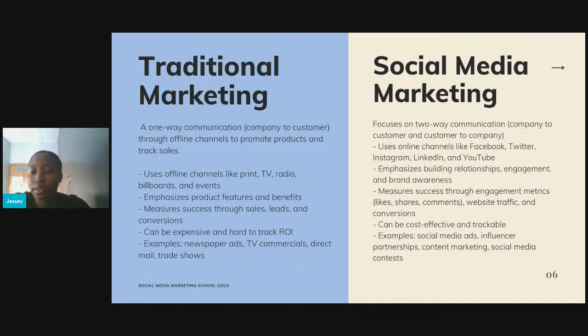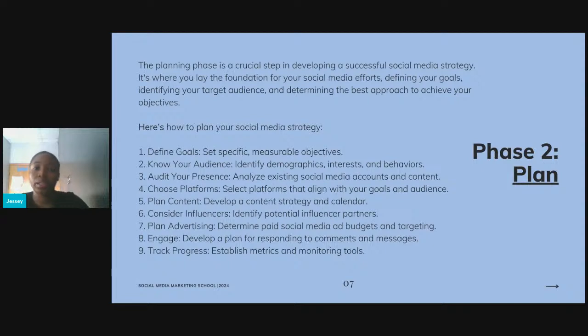And social media is cost effective and trackable. You can track it. So the examples of social media marketing are social media ads, influencer partnerships, content marketing, social media contests, and others. There are a lot of examples, right? So for the first phase, we have understood what social media marketing looks like.